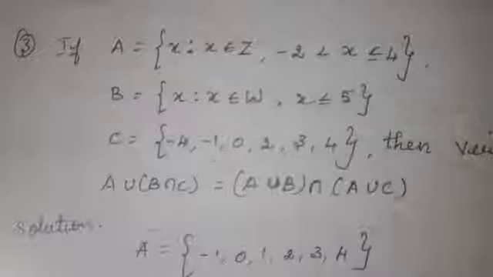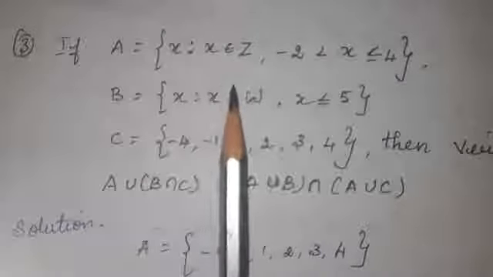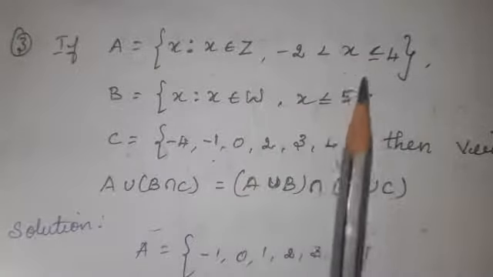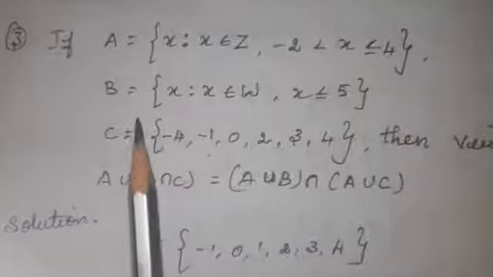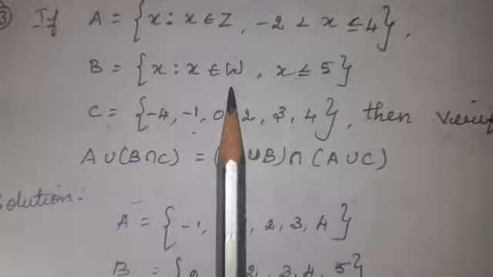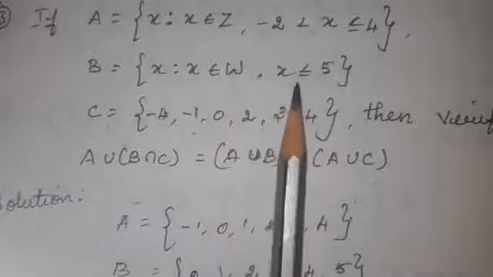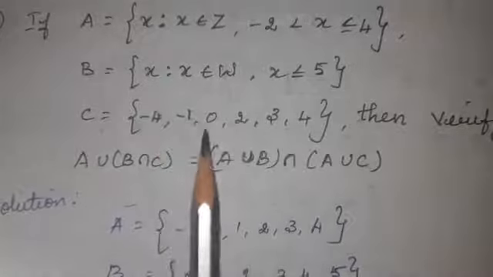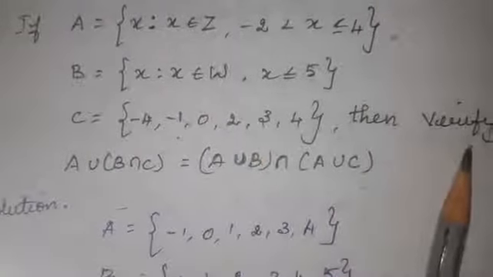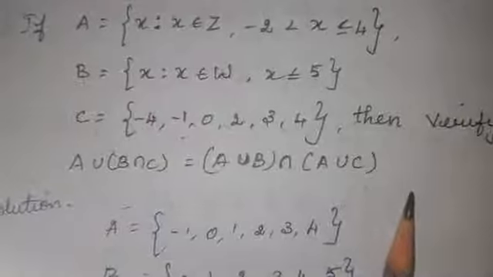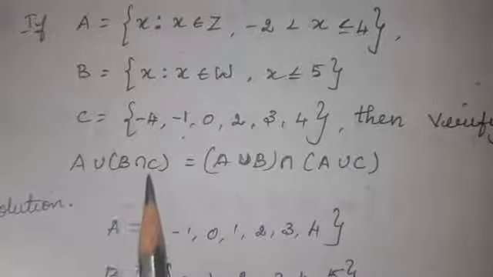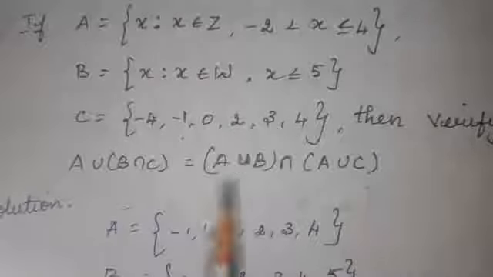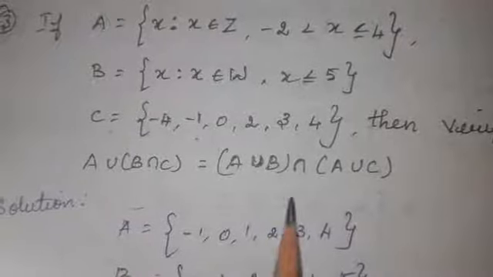Third question. If A is equal to {X such that X belongs to Z}, Z means integer, the limitation is -2 < X ≤ 4. B is equal to {X such that X belongs to W}, that is whole numbers, the limitation is X ≤ 5. Then C is given directly: -4, -1, 0, 2, 3, 4. Then verify that particular formula they gave directly: A union (B intersection C) is equal to (A union B) intersection (A union C). That means we have to verify that LHS is equal to RHS.